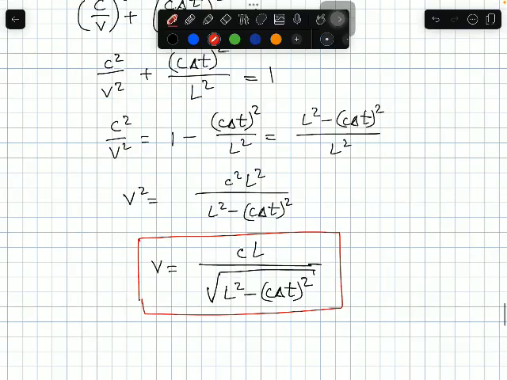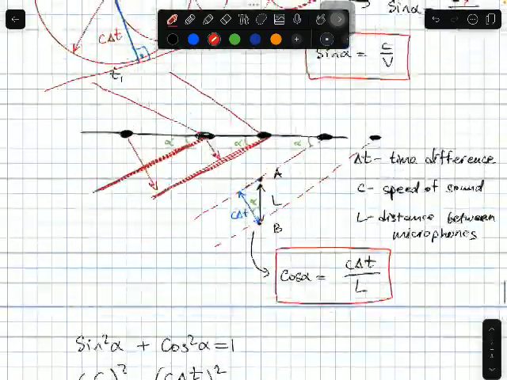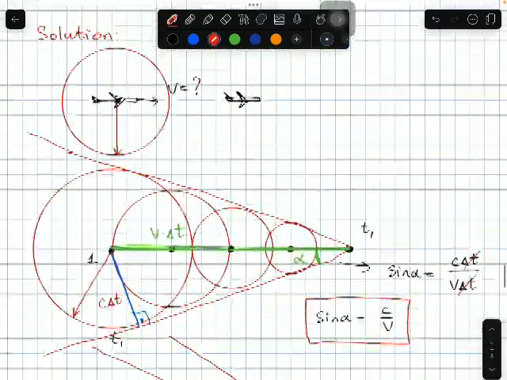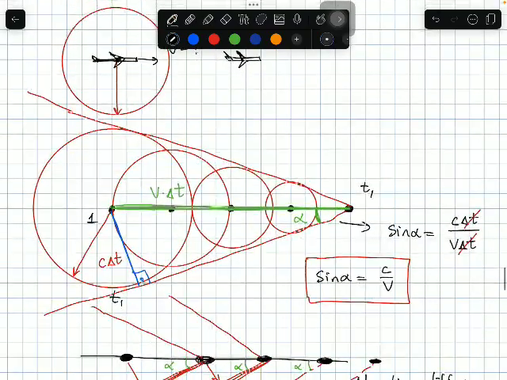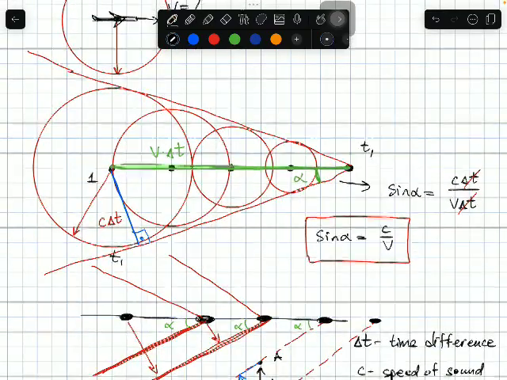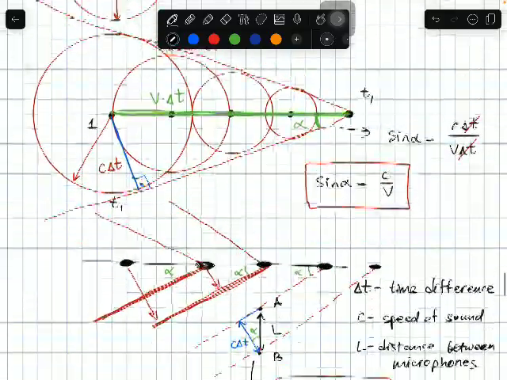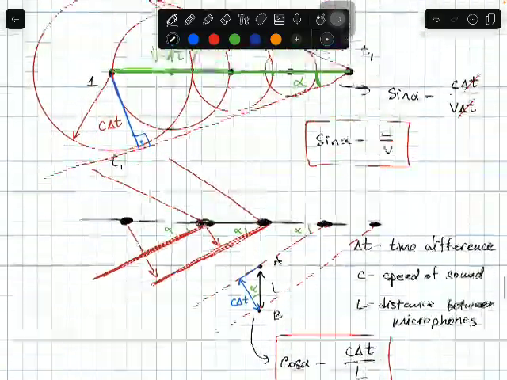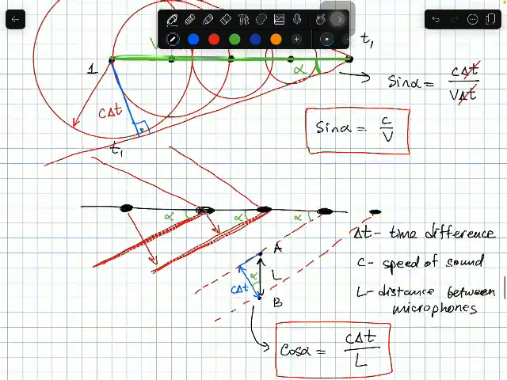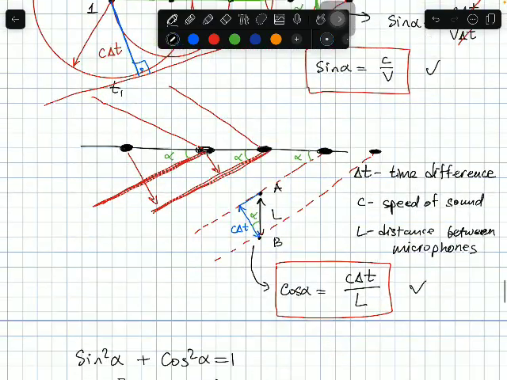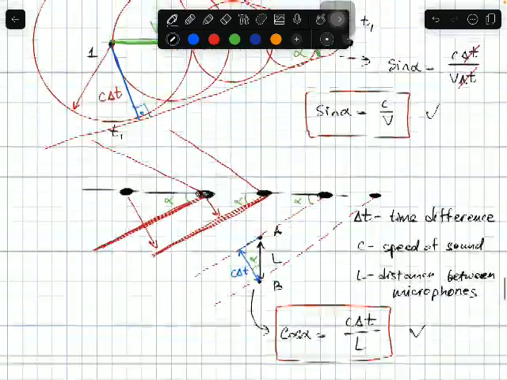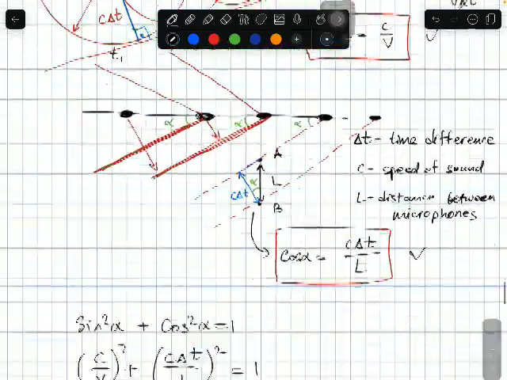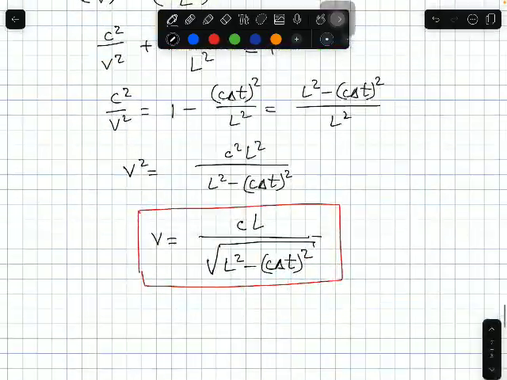I know it's a bit challenging, especially the drawing part. I drew so many pictures just to give an idea of how sound propagates in air and how the plane is located along with the propagation of the sound. Once you understand this, you see that this equation and this equation are very simple, but it's very challenging to get those two relations. After that, it's very simple mathematical manipulation to get the final result.